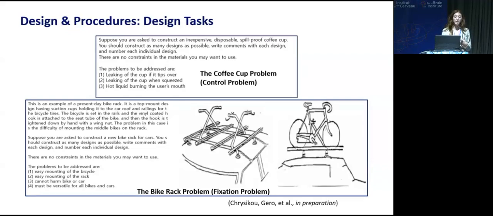In comparison, you see on the bottom the fixation condition, and here participants are asked to design a bike rack, but they're given a pictorial example of a present-day bike rack, including details about how it's mounted to the car. Also note that they're told some problematic elements of this design. For example, they're told that it's very difficult to mount bikes on this rack, and that the top mount design is an issue.